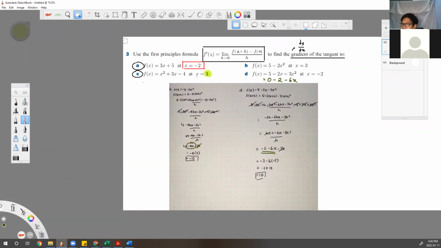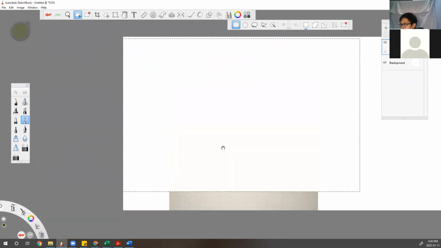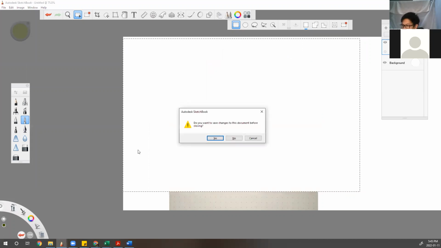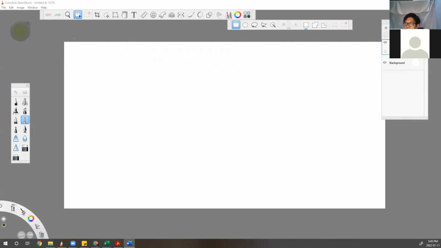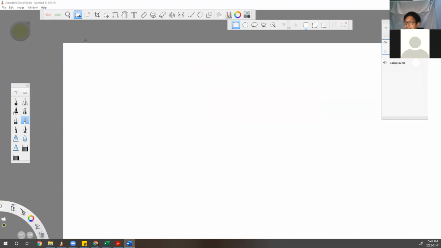So I will put this in Microsoft Word. I'll show you how to do it. And we have 15 more minutes, and this is the easy way to understand the formula. Okay. So this is the first principle, and next we learn the second principle, the short way, the shortcut.